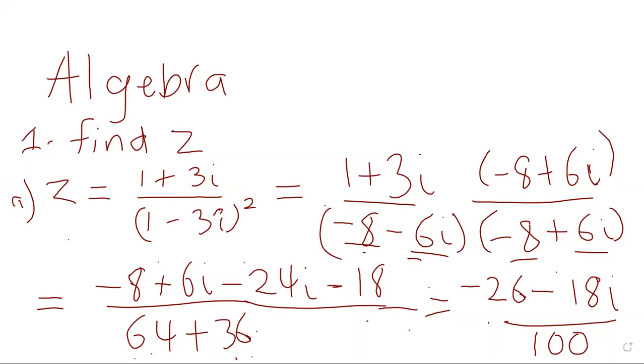I hope you understand. Okay, and you don't leave your answer like this. Of course you simplify. You get minus 26 over 100 minus 18 over 100 i, and then we do the division. Okay, so please try the next question. I'll be back with you soon.